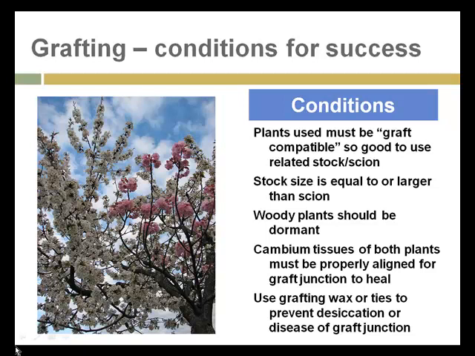Woody plants should be dormant when they're grafted. And the cambium tissue, that's the area where the phloem and the xylem are located, that connective tissue will be needed for a successful graft, so it has to be properly aligned for the graft junction to heal. And then another good idea is to use grafting wax or ties to hold the graft in place to prevent drying out or disease at the graft junction.